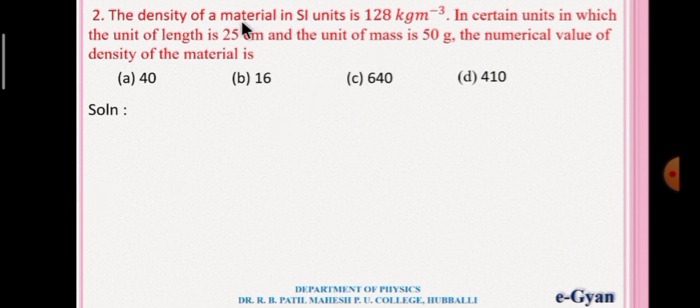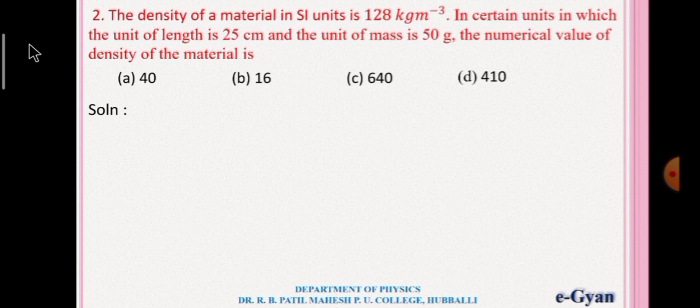So in the question the density of the material is given, that is 128 kg per cubic meter. This is in terms of SI system, and in certain unit the length is equal to 25 centimeter and mass is equal to 50 grams. That means it is in CGS system. The question is, what is the magnitude of density of material in CGS system?